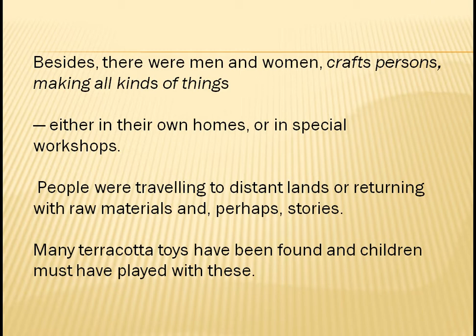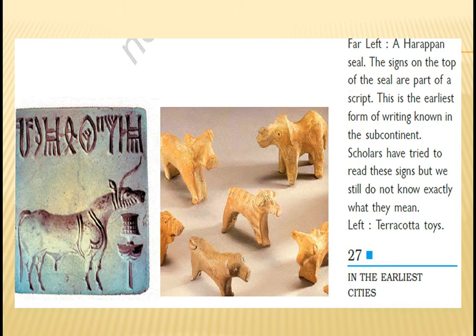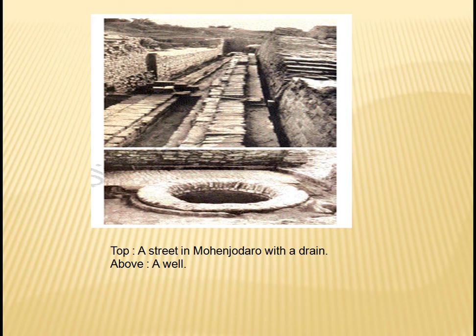Many terracotta toys have been found and children must have played with these. Terracotta toys means the toys made up of soil, right? See, these are the terracotta toys which were found. Okay, special seal you can see here, terracotta toys you can see here. A street in Mohenjo-daro with a drain above a well. So a well is there. So you can see how their drainage pattern was here.